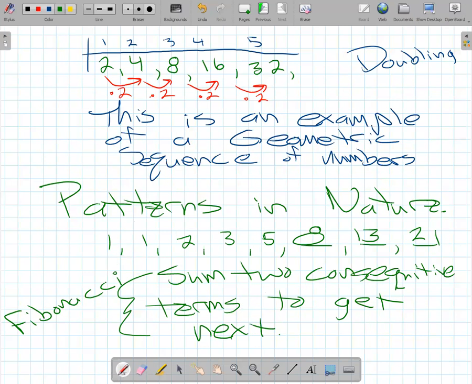Is this the only Fibonacci sequence? No. You just pick any two numbers to start with and then use this procedure, and that's a new Fibonacci sequence. Okay. And they all have these pretty cool mathematical qualities to them that we could talk about for a day, but we have too many other patterns to talk about.